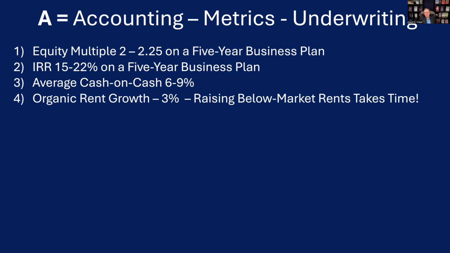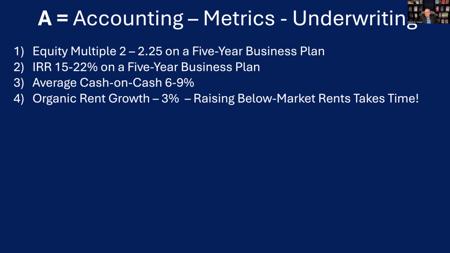Organic rent growth around 3%. If the rents are below market and they're going to raise them, it takes time. So when I say organic, basically the assumption in the underwriting is that the market is going to go up 3% a year. And over time, they're going to catch up the below market rents. Okay. It takes time. You can't do it in a year. It takes about 2 years really to catch them up.